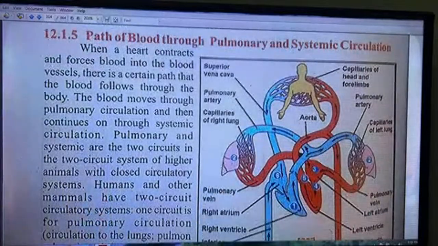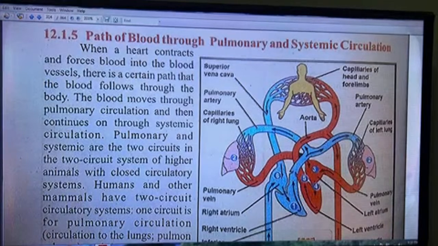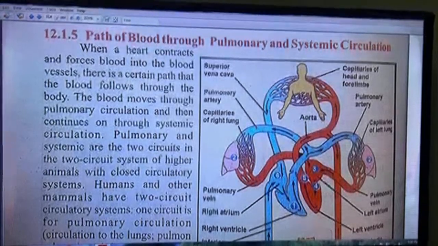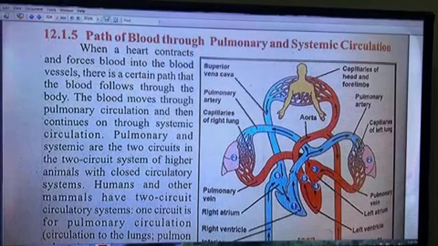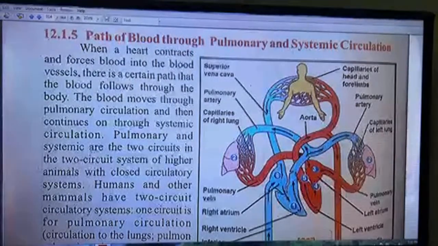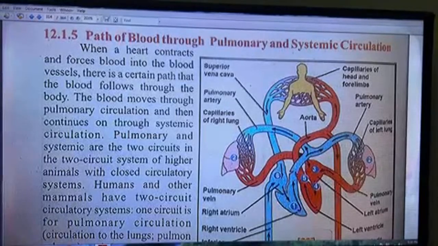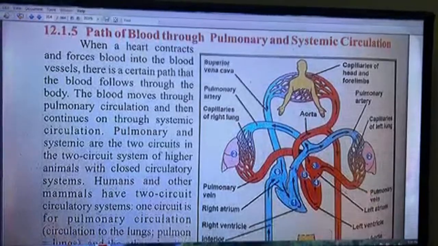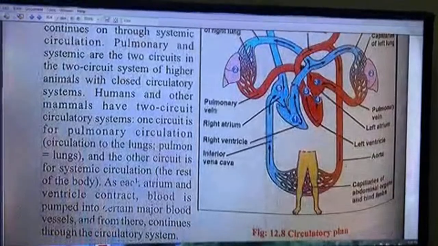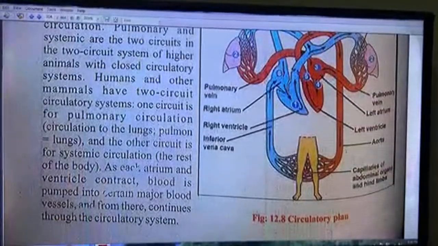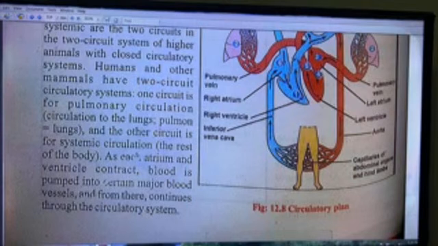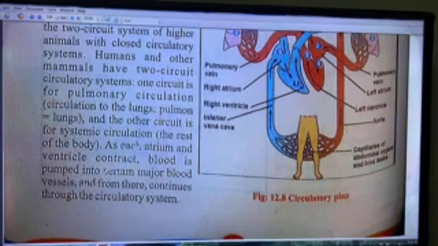Path of blood through pulmonary and systemic circulation. When the heart contracts and forces blood into the blood vessels, there is a certain path that the blood flows through the body. The blood moves through pulmonary circulation and then continues on through systemic circulation. Pulmonary and systemic are two circuits in the two-circuit system of higher animals with a closed circulatory system.